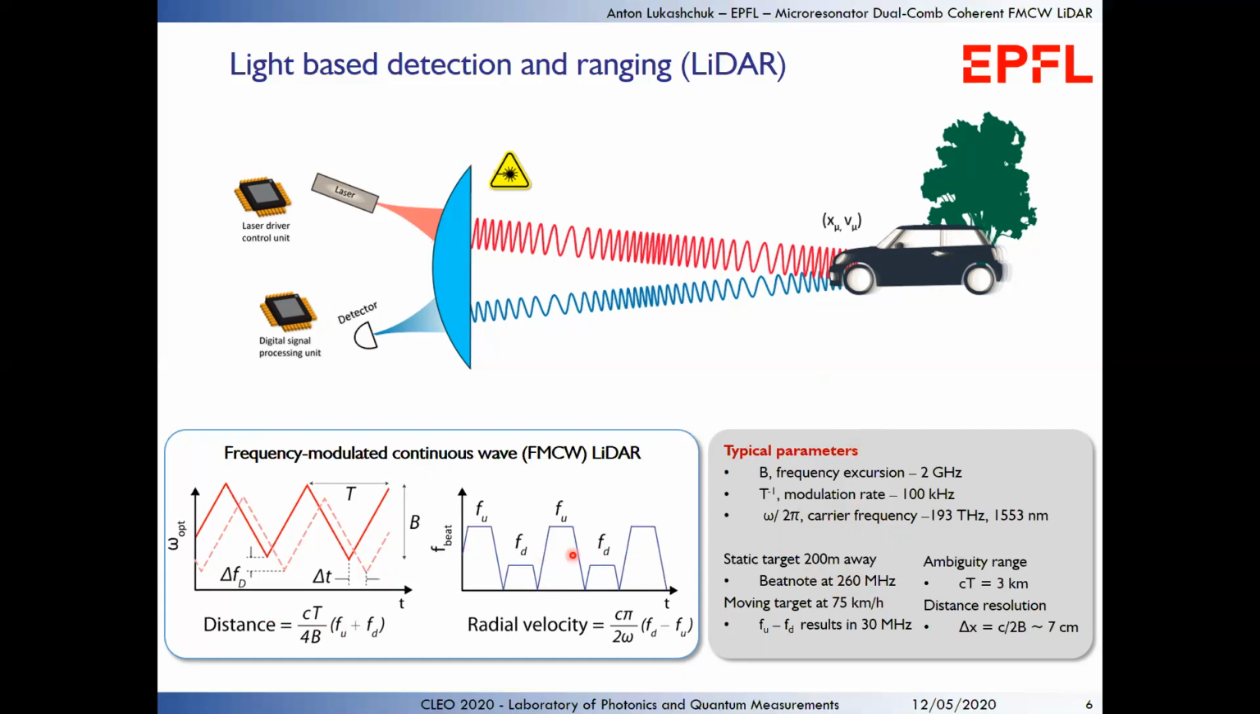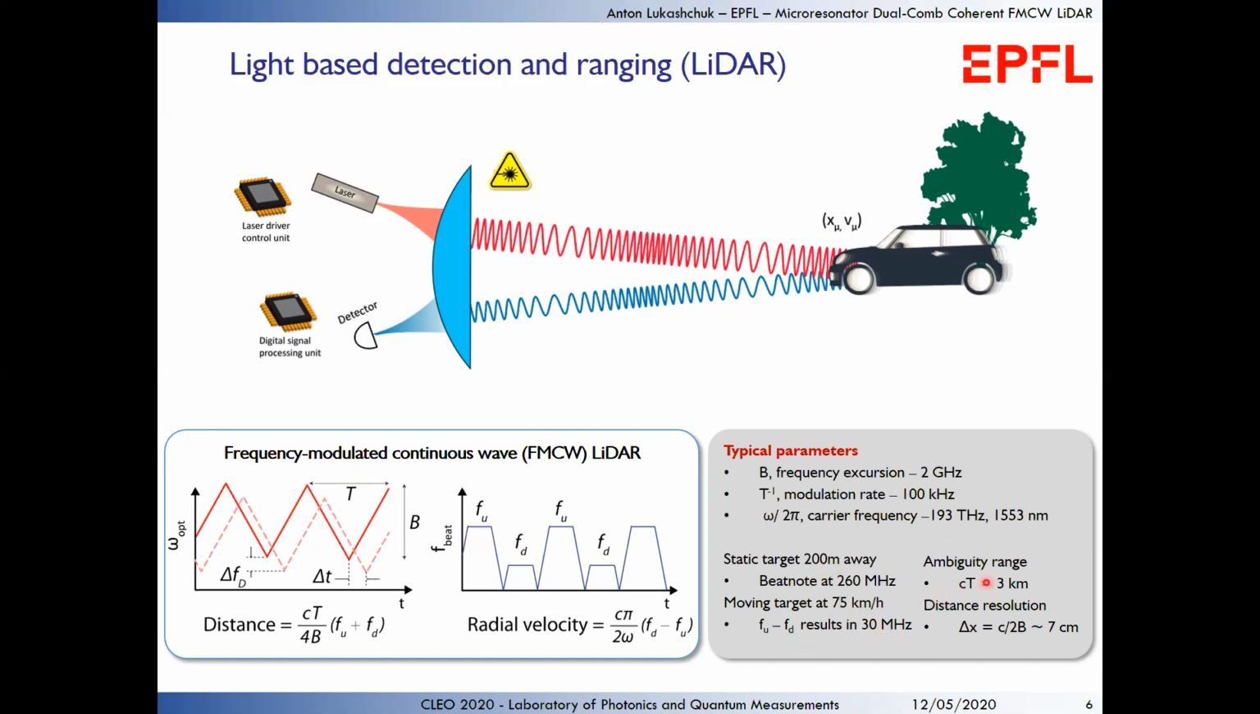because you wouldn't have a velocity, and the velocity comes from the fact that you would have a split here. If you now imagine that a target 200 meters away is moving toward you, or away from you, at 75 kilometers per hour, then you would have a split between those trapezoids, between f up and f down, and the split would be around 30 megahertz.